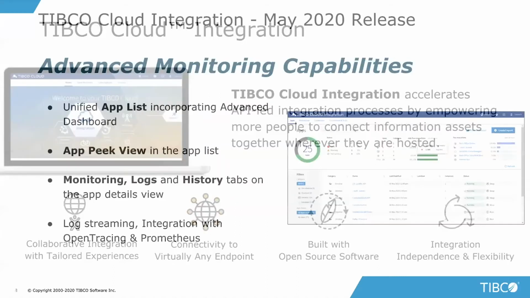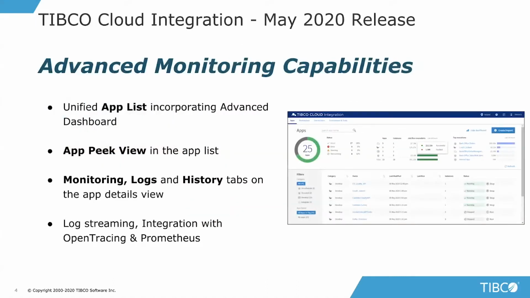Back in May, we released a major version of TIBCO Cloud Integration, focusing on providing a single and unified experience for all our users and having them access all the capabilities through a single user experience. Along with that, we've added a number of major features, including TIBCO Cloud Mesh, Connectivity Marketplace, Unified Experience, and so on. One of the key features that we've added in the May release is advanced monitoring capabilities. We provide a unified app list on the TIBCO Cloud Integration UI that incorporates an advanced dashboard, which gives you a high-level overview of all of the applications that are running on TIBCO Cloud.